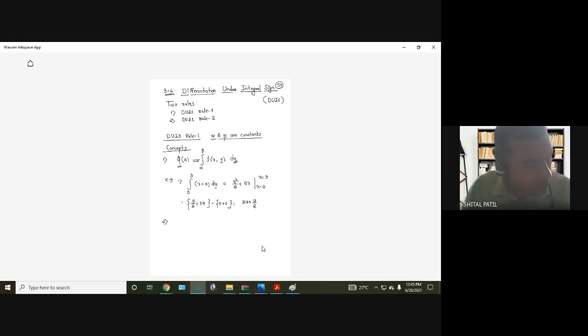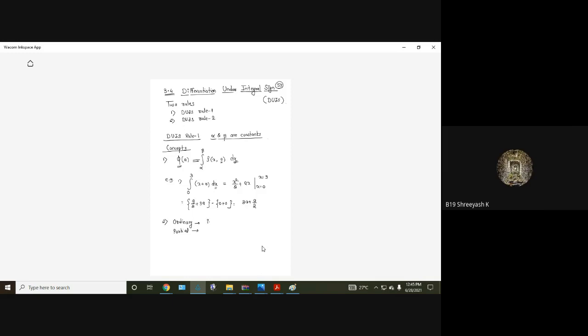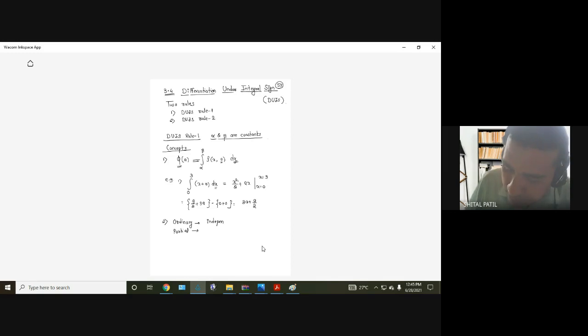Now, I hope everyone remembers what is ordinary and partial derivative. What is the difference between ordinary and partial? Ordinary derivative, what is one? Independent, absolutely. So we have to count independent variables, not the dependent variable. If the independent variable is only one, then it is an ordinary derivative. If independent variables are 2 or more, 2, 3, 4, then the corresponding derivative is partial. Hope everyone remembers all these things very well.